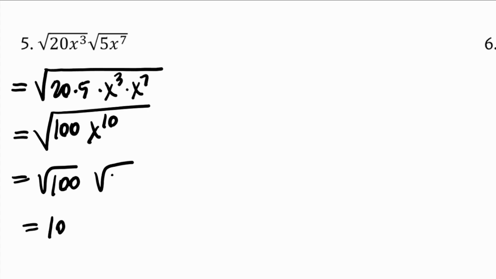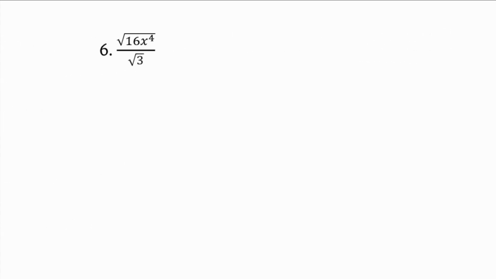And I can take the square root of x to the 10, that would divide the power in half, that would be x to the 5. And because x is guaranteed to be a positive number, I don't really have to worry about that. Actually, that is going to be 10x to the 5 either way. But yeah, we don't have to worry about that because x is a positive number.